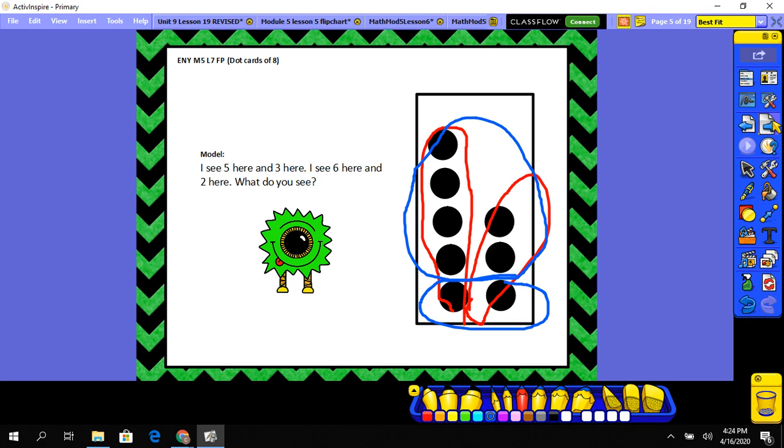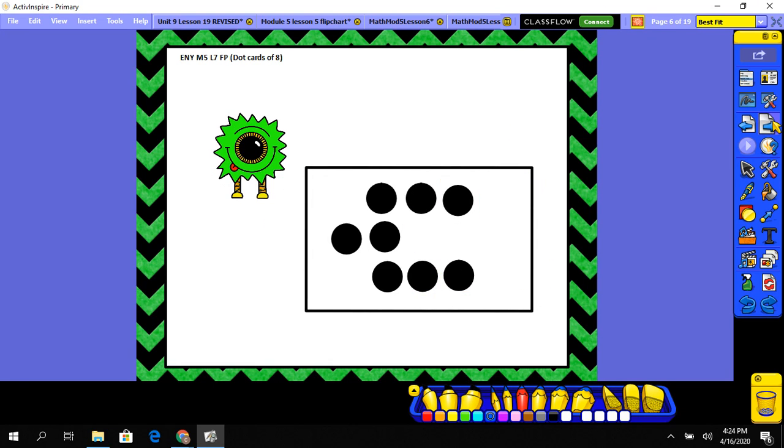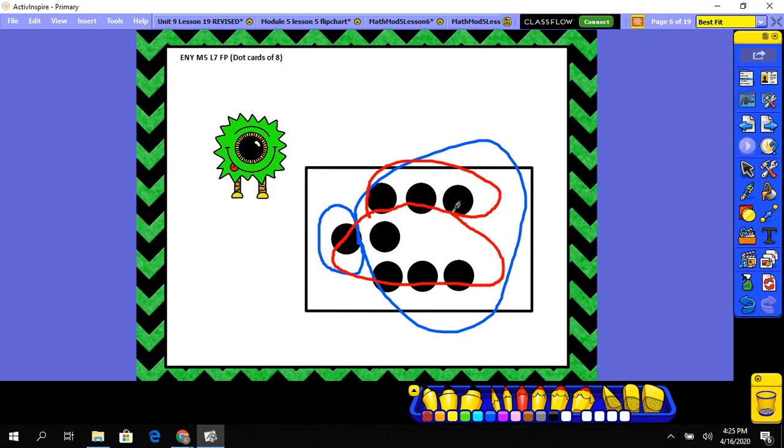Great job. Look at the next set. How many do you see? 8. There are 8 dots. How do you see the 8? I see 1 here and 7 here. 1 and 7 make 8. Do you see 8 a different way? Good job. Some people saw 3 on top and 5 on the bottom. 3 and 5 make 8. Kiss your brains.